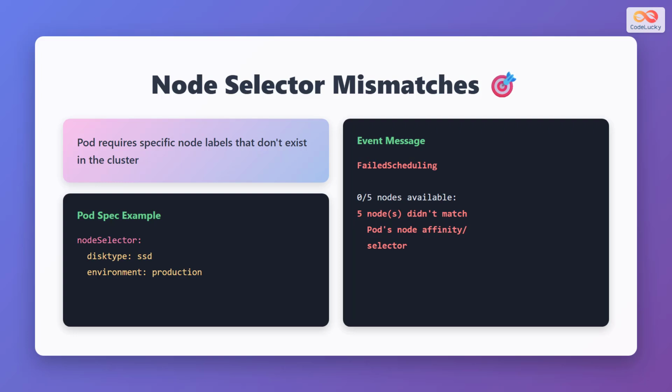Node selector mismatches occur when a pod requires specific node labels that don't exist anywhere in your cluster. If your pod specification includes a node selector demanding labels like disk type equals SSD and environment equals production, but none of your nodes have these exact labels, the pod cannot be scheduled. The event message will clearly state, failed scheduling, with a note that nodes didn't match the pod's node affinity or selector requirements. This is a configuration issue that requires either updating the pod selector or adding the appropriate labels to your nodes.